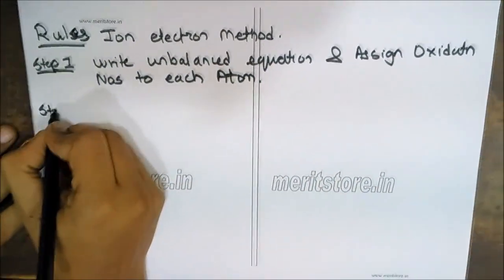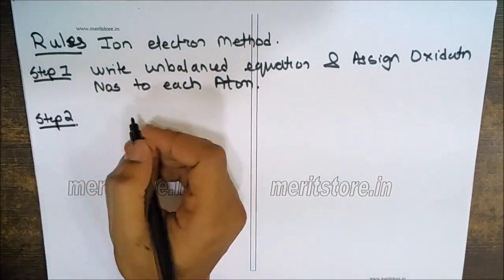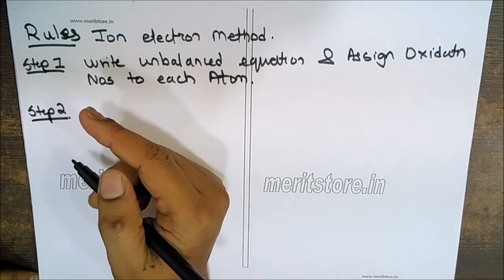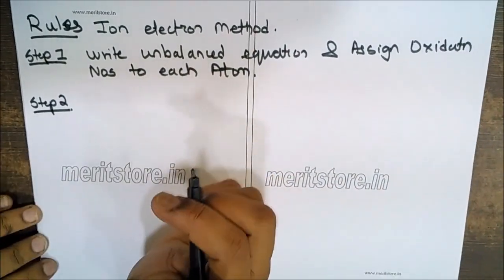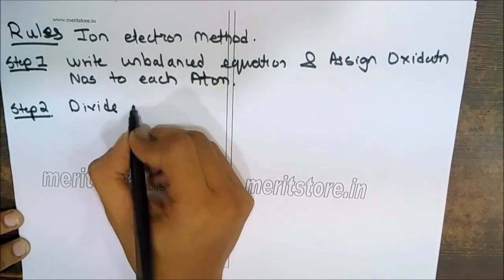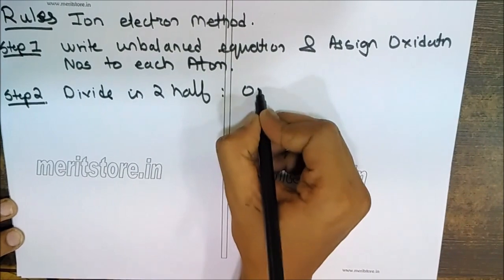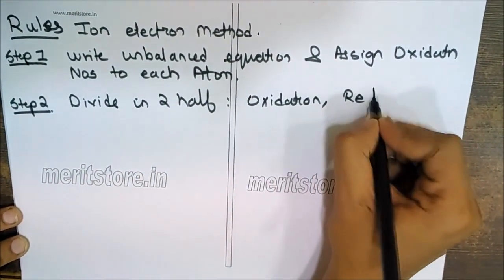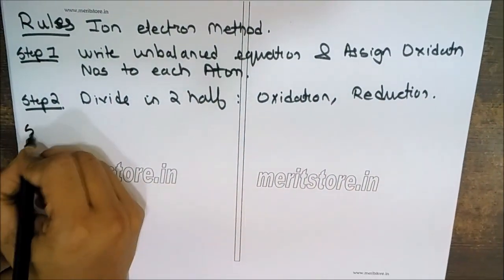Okay, step two. After we have assigned the oxidation number to each atom, we will find out which atoms have undergone oxidation and which atoms have undergone reduction. Those two, we will have to separate into two reactions. So we are going to divide into two half reactions. One would be of oxidation and the other would be of reduction. So now we are going to have two half reactions.